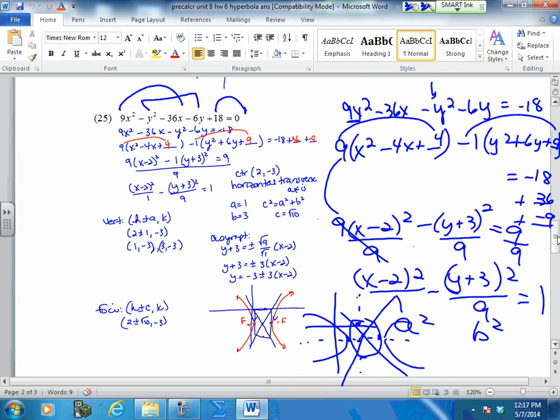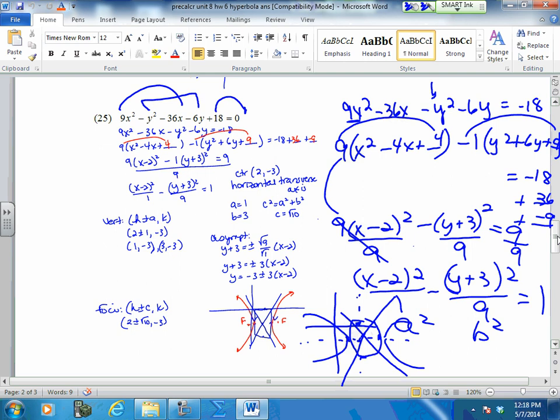I find c by my formula, by the Pythagorean formula. Radical 10. So your vertices are changing horizontally. You add and subtract from your x value, which is your h of your center. If you're going vertically, you add and subtract off your y. But we're only going horizontally. And you don't have to find a co-vertex. You just have to map it out.